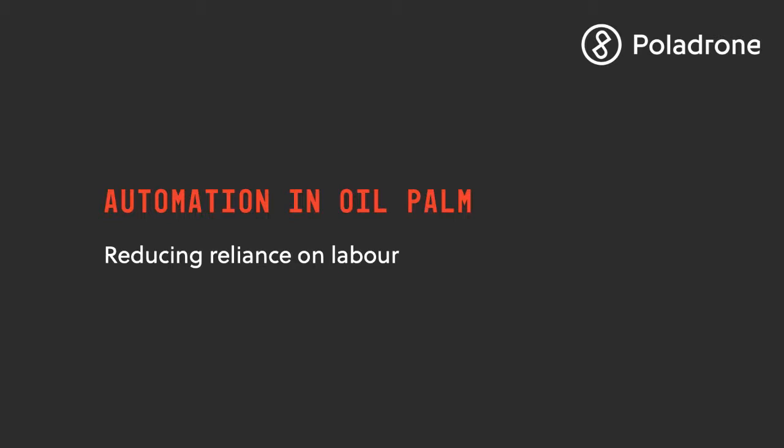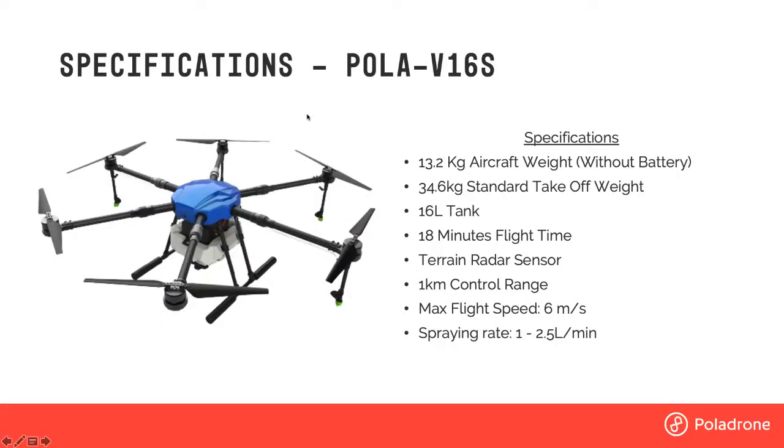So I continue with the automation in oil palm. The automation idea is that we want to use drones to reduce the reliance on labor. So here, we're happy to introduce to you our Pola V16S model, which is our spraying drone, powered by our R&D team, and also engineered by our Poladrone team.